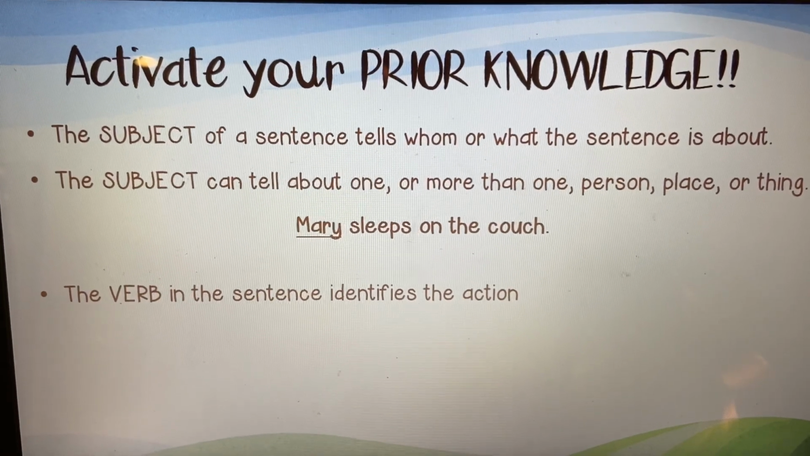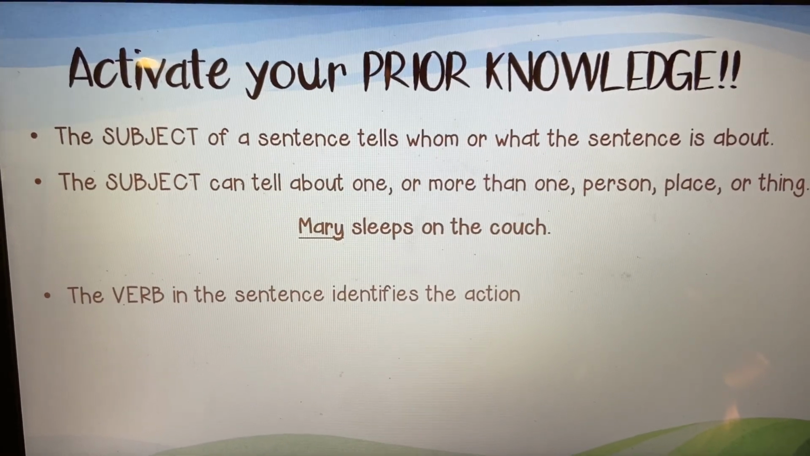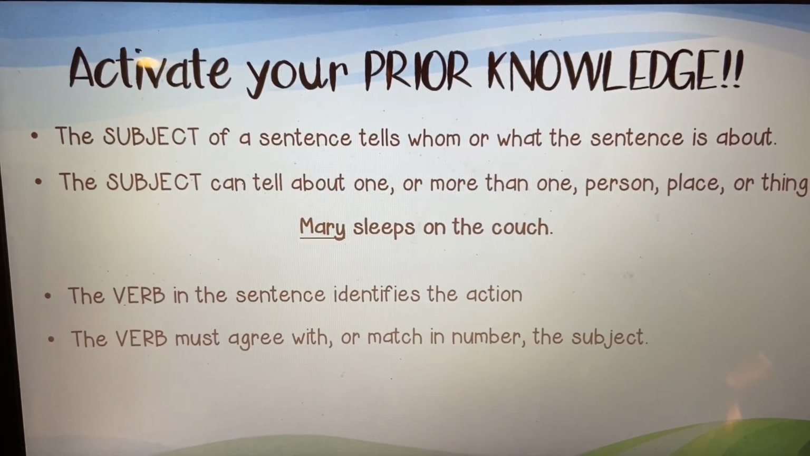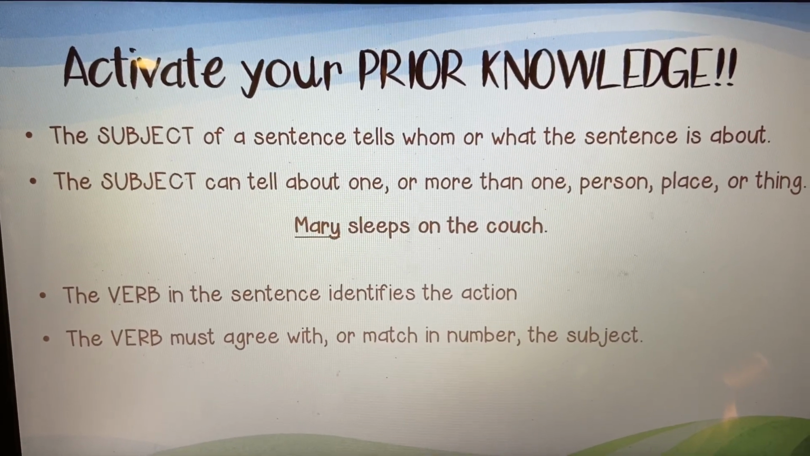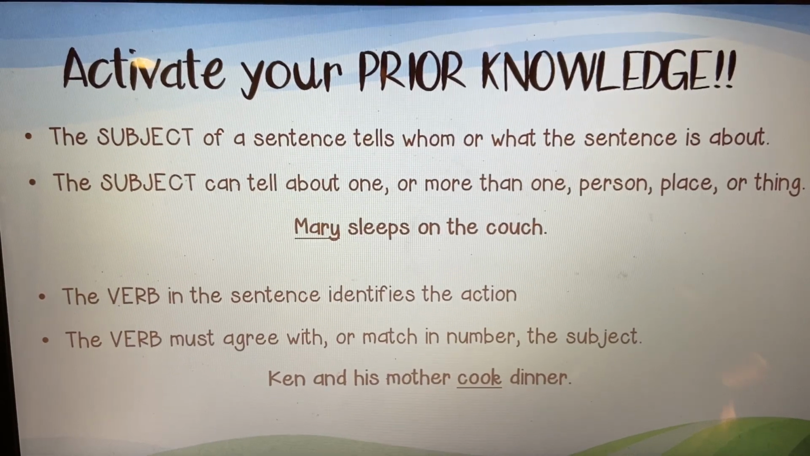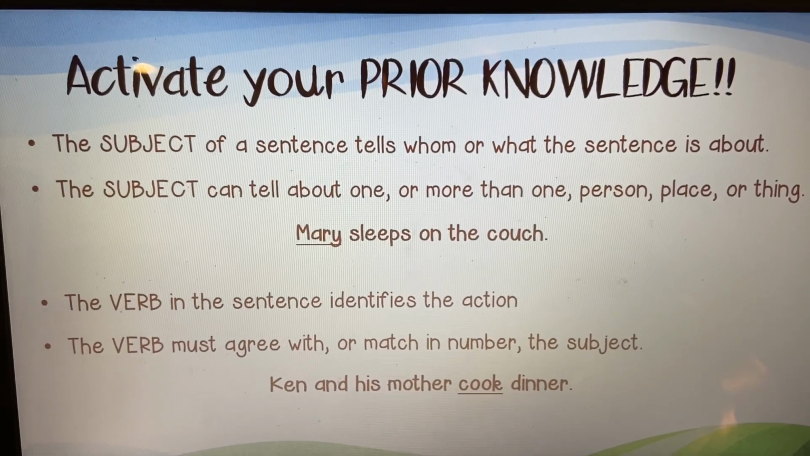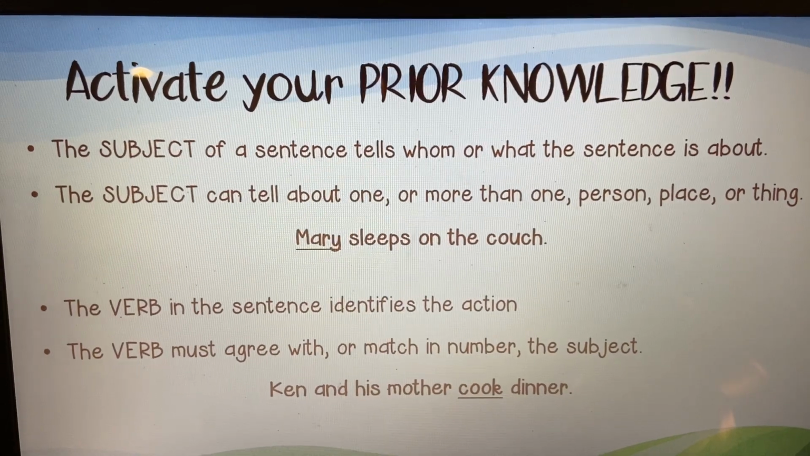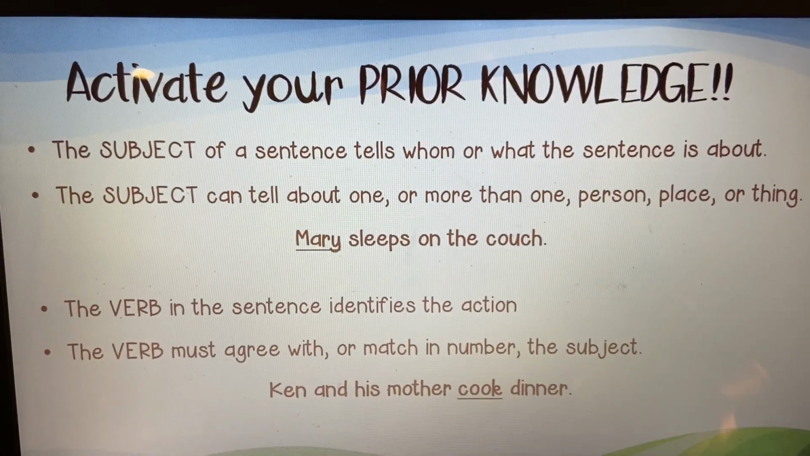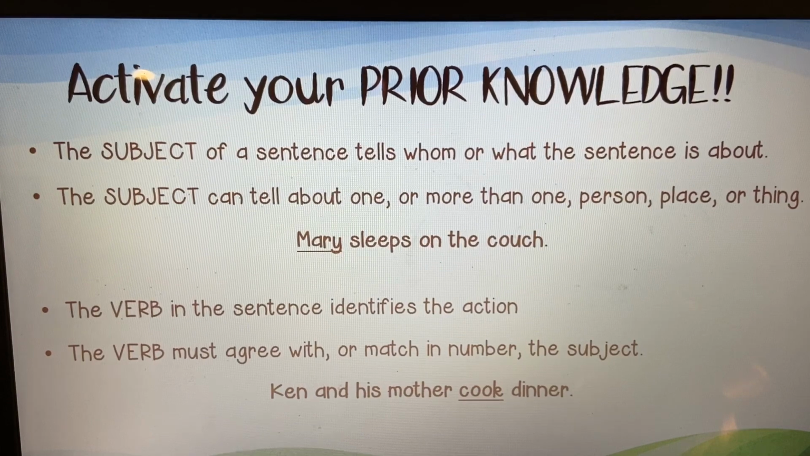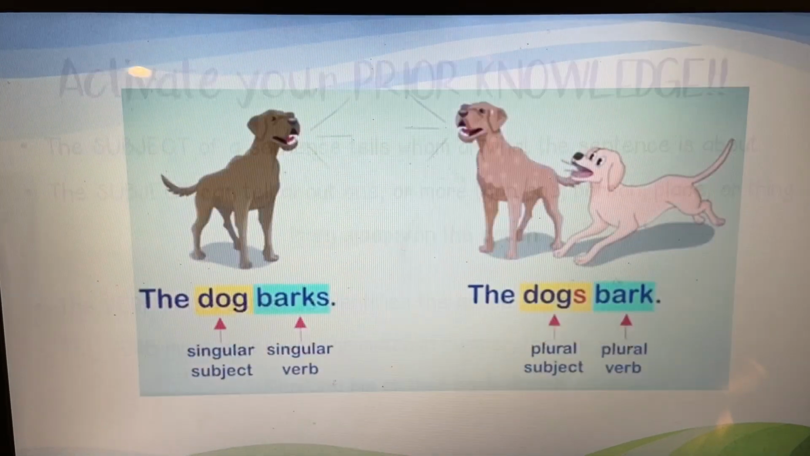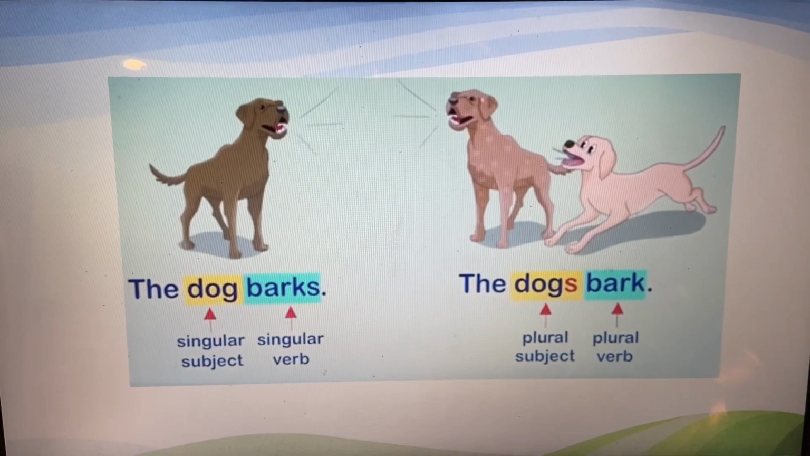The verb in the sentence identifies the action. The verb must agree with or match in number the subject. So let's look at this example. Ken and his mother cook dinner. So the subjects of this sentence are Ken and his mother, and the verb is cook. That is the action. So let's look at these two examples.